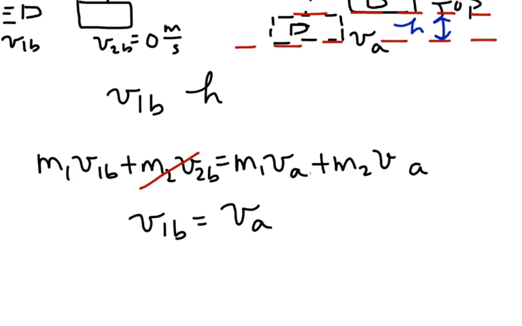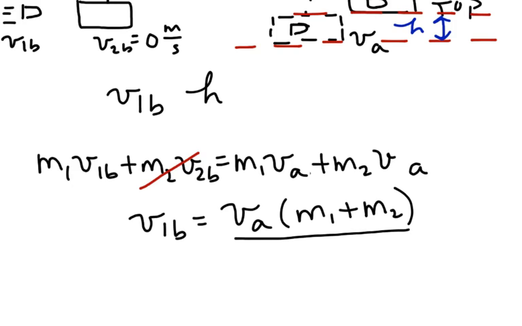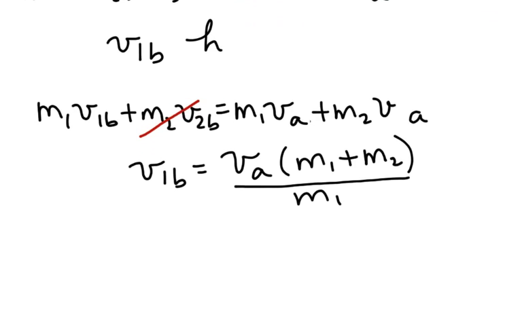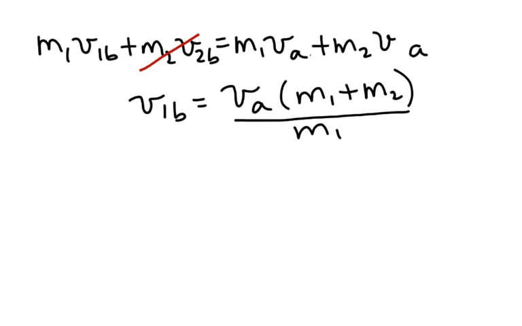Solving for V1b, I'm going to factor out the VA on the right side of the equation, so I'm left with V sub A multiplied by the quantity of m1 plus m2, all divided by m sub 1. So now I have an expression for V1b. That's great, but on the right side of the equation, I don't have H in there. So now what I'm going to do is look at conservation of mechanical energy from the last chapter to find a new expression for VA.